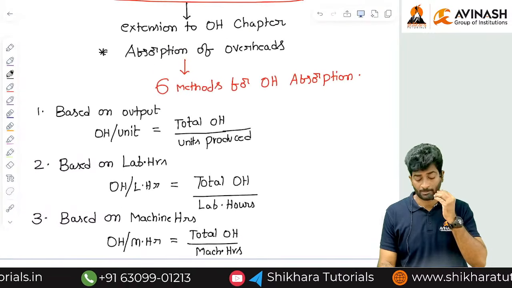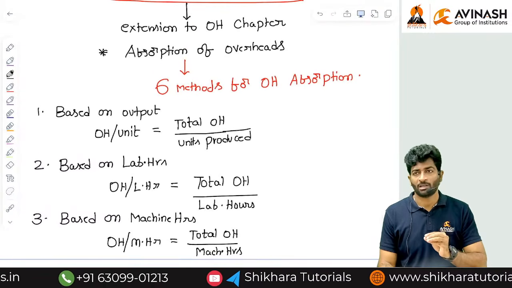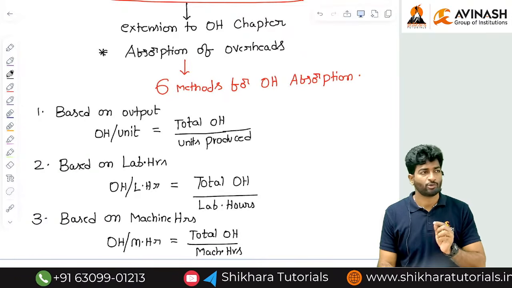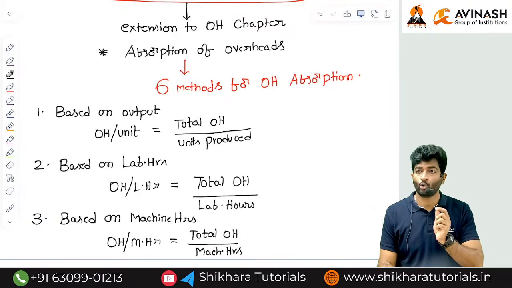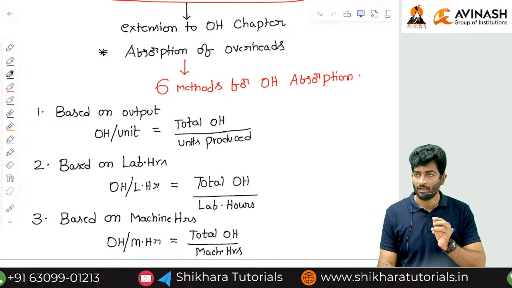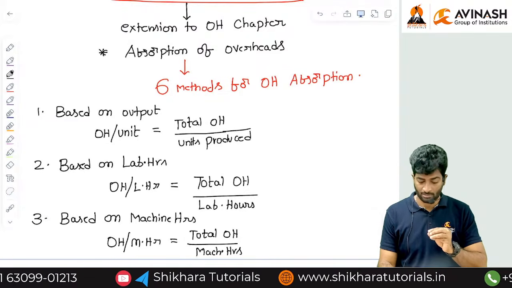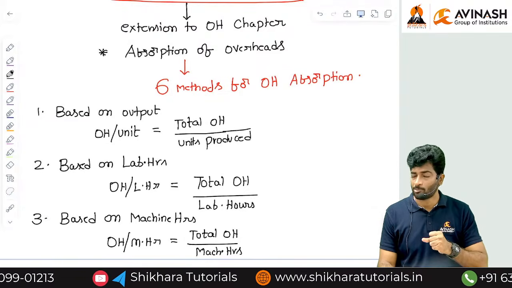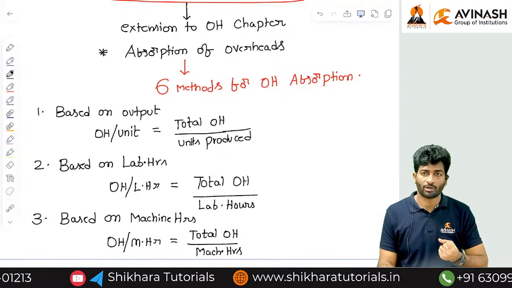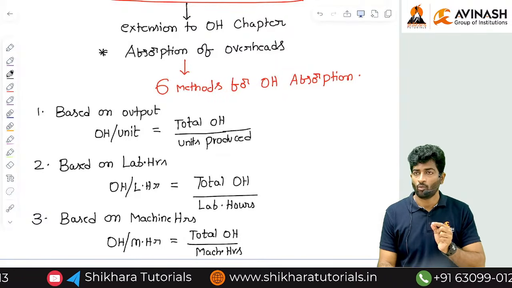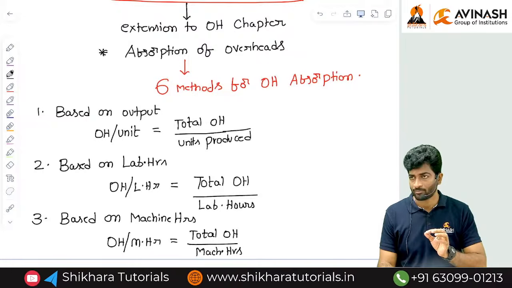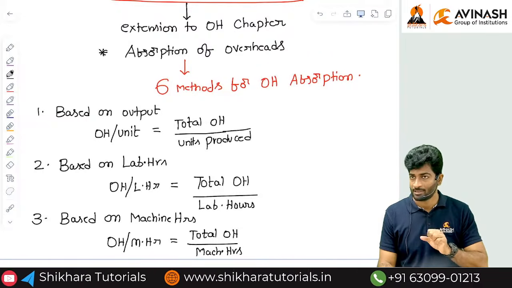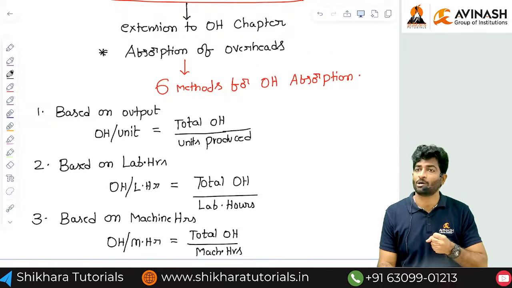If you remember, total overhead divided by number of units produced, so you will get overhead rate on per unit basis. And in few problems, they ask us to absorb overhead on labor hour basis. Total overhead divided by labor hours, you will get overhead per labor hour. So labor hour rate, it's not wage rate. This is overhead absorption rate.